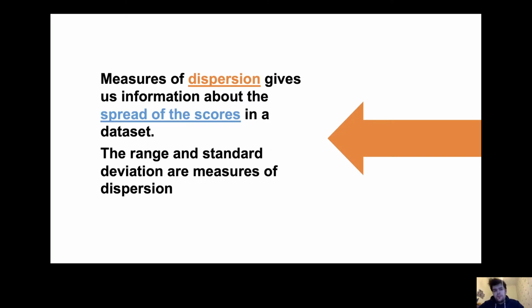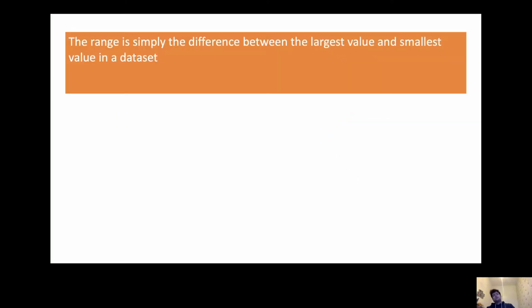Measures of dispersion. So these now give information about the spread of the scores, and that's the key phrase you'd use, the spread of the scores. The variation of the scores would be acceptable as well in a data set. And there's 2 you need to know, the range and the standard deviation. The range is very simple. It's just the difference between the largest and the smallest value in a data set.